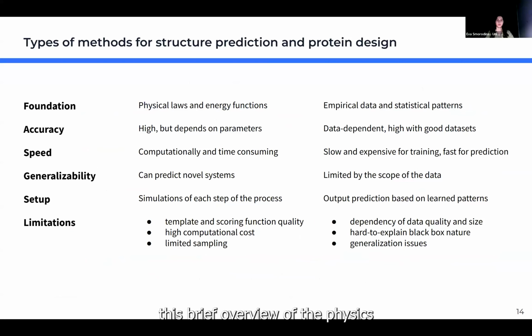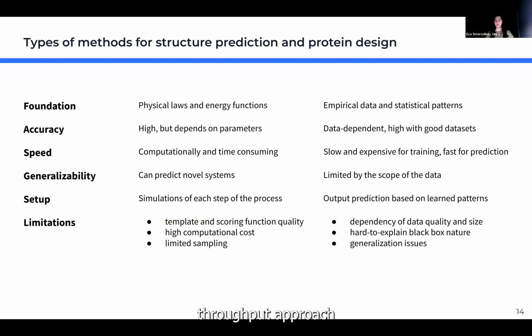So after this brief overview of the physics-based and data-driven models, I just want to highlight that though currently many people focus a lot on AI-based models, it does not mean that we should forget about physics-based models, because all of them have their pros and cons, and you just need to understand what these pros and cons are and then apply those models that work best for you in specific tasks. For example, if you don't have many sequences or structures, or you're not interested in a high throughput approach, you might still use physics-based models.